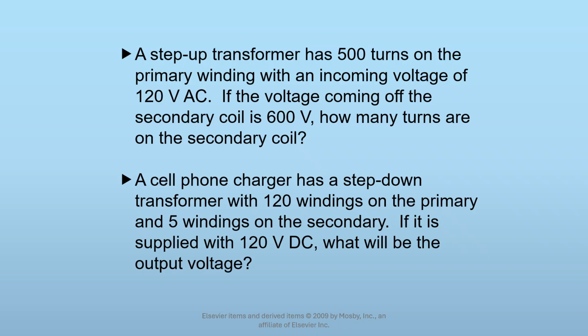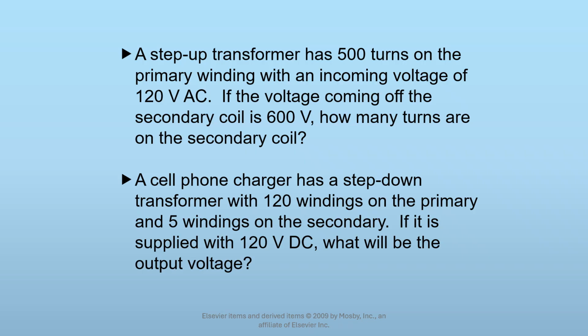Okay, those of you who are paying attention understand that transformers only work when you supply them with AC, and so your output voltage here is going to be 0 because you're supplying it with DC. Okay, so a little trick there.